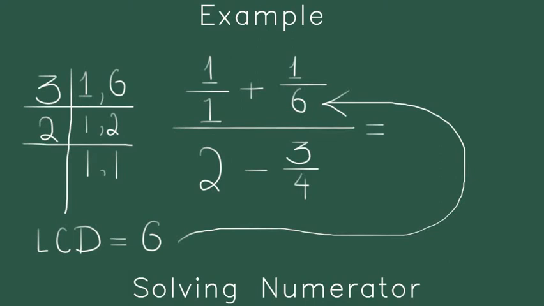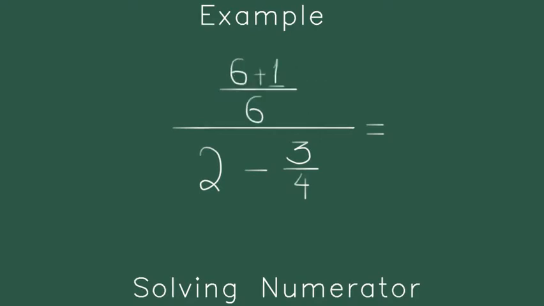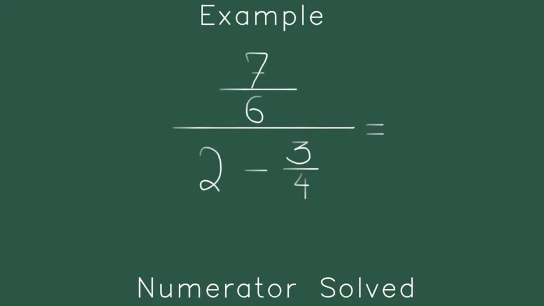Okay, so we need to make 1 over 1, basically 1, into a 6 in the denominator. How do you make 1 a 6? You multiply it with 6. Because we're not trying to change the actual value of the fraction, we're going to multiply the numerator with a 6 as well. Now what do you get? 6 divided by 6. Okay, so now you can normally add the fractions. You just add the numerators, right? 6 added to 1 is 7, and the denominator 6 remains as it is. So we have solved the numerator.